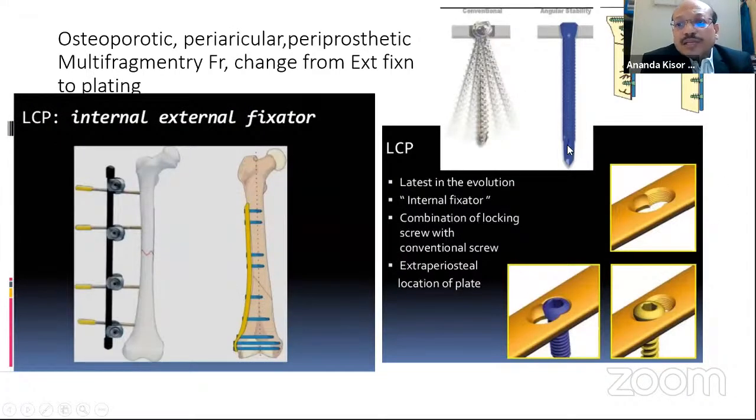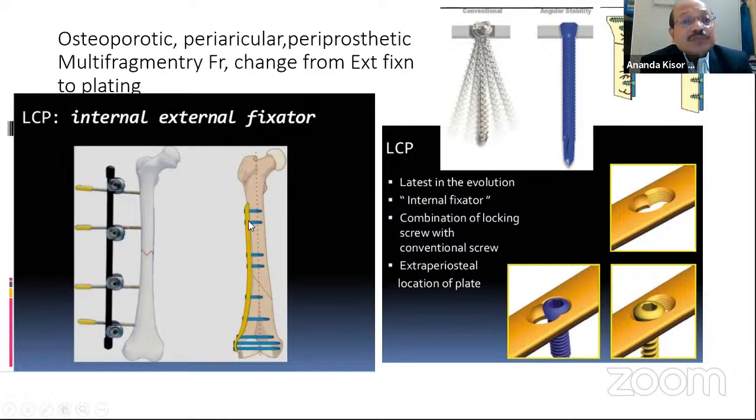Okay, so basically, LCP is used for osteoporotic, periarticular, periprosthetic fractures, as also multifragmentary fractures. When changing from external fixation to plating, this LCP should be used. With LCP, there is no hard and fast rule that it should be placed away from the bone. It may be contoured. There is a combi hole, one side threaded so that a locking screw can be used, and the other side non-threaded so that a non-locking screw can be used. Even through the plate, interfragmentary compression can be achieved with this.